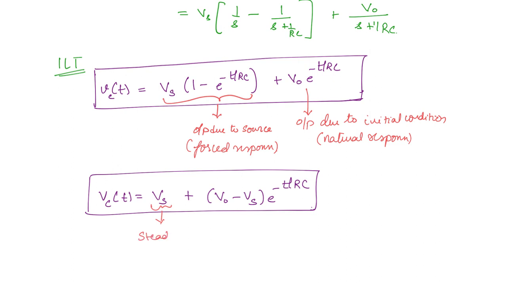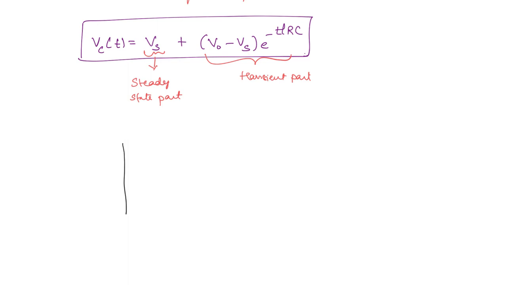Here, this is the steady state part, that means it will remain even after the transient part dies. This is the transient part, and this will die out with time. If you plot this output, this is the time axis and this is the voltage Vc of t. You can get the initial value by substituting t is equal to 0 here. If t is equal to 0, then the exponential will become 1. So Vc of t is equal to Vs plus V0 minus Vs, so V0 will be the initial value. It will start here and then rise exponentially.